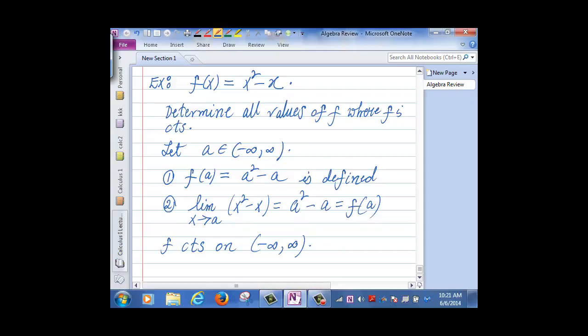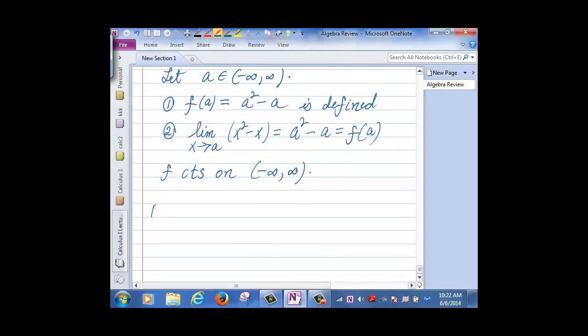Okay? What do you think the answer would be if I give you another polynomial and I ask you to determine where the function is continuous? What do you think the answer is? All real numbers. Okay, so this works for every polynomial. So generally, for any given polynomial function, it is continuous everywhere. Okay, so you have to remember that.